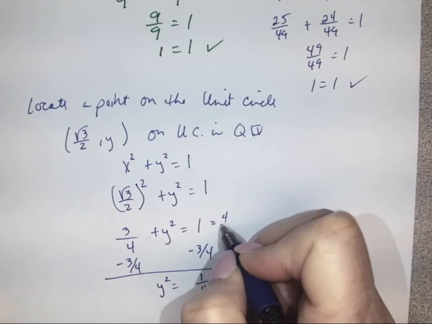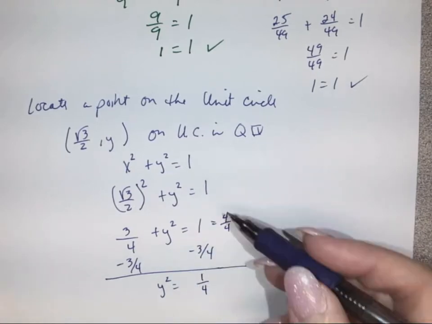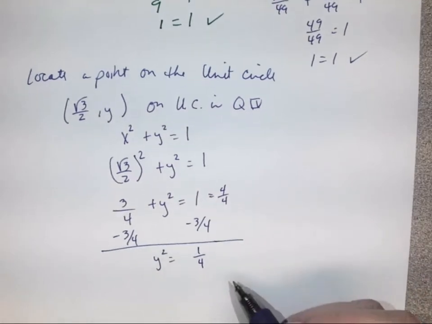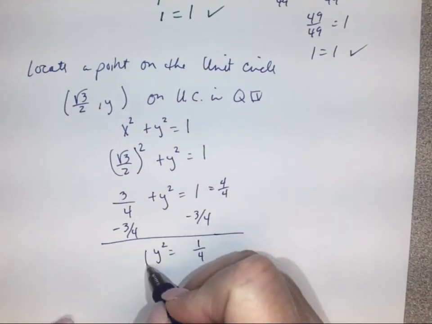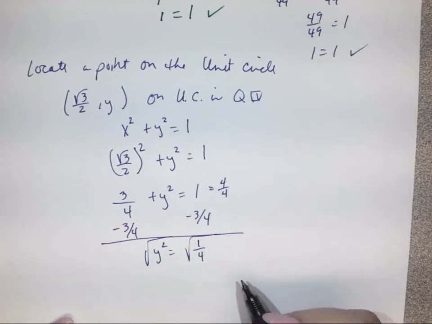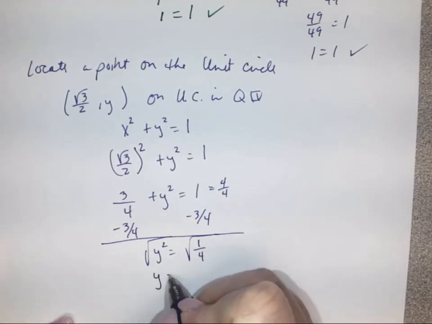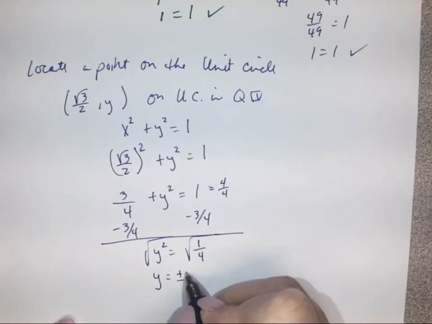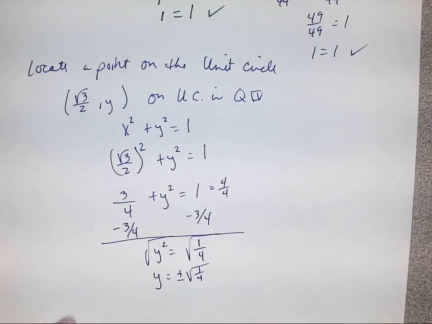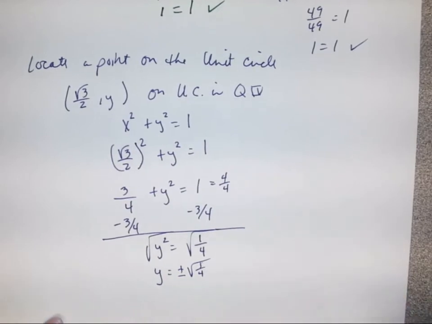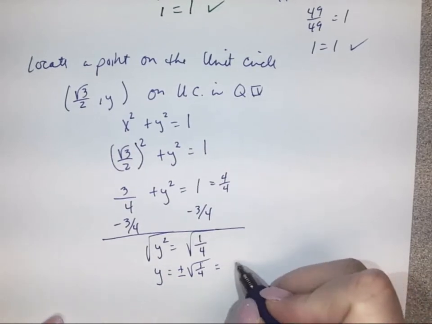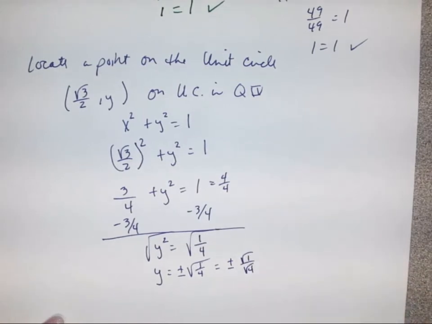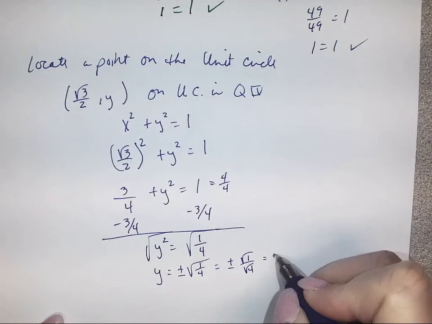We can change this to a common denominator in order to subtract it. So 4 minus 3 gets you 1, and 4 will stay on the bottom. So now when we take the square root, remember using our square root properties that we know that this ends up being plus or minus. So this is plus or minus the square root of 1/4. Well, these are actually both perfect squares. We can separate this out to be the square root of 1 over the square root of 4. So then it's still plus or minus.